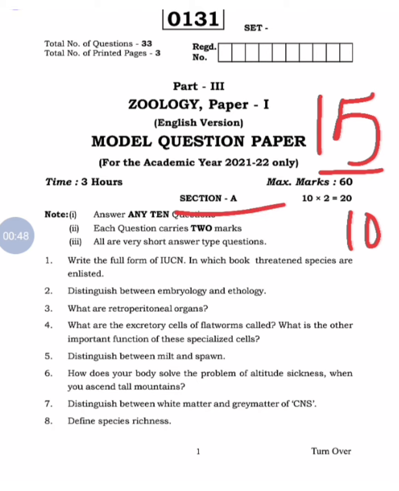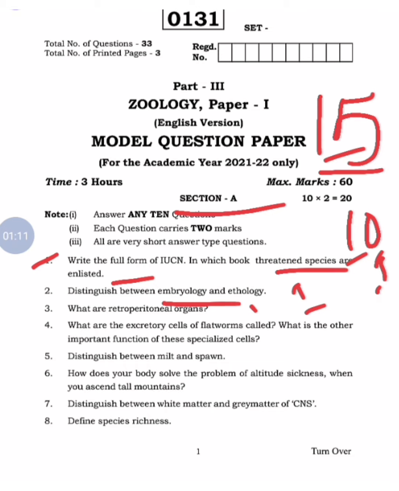So in Section A, 15 questions they are giving, and we should attempt only 10. Let's see the first question: write the full form of IUCN and in which book threatened species are enlisted. That is the Red Data Book, from chapter 1. And distinguish between embryology and ethology, it is also from chapter 1.